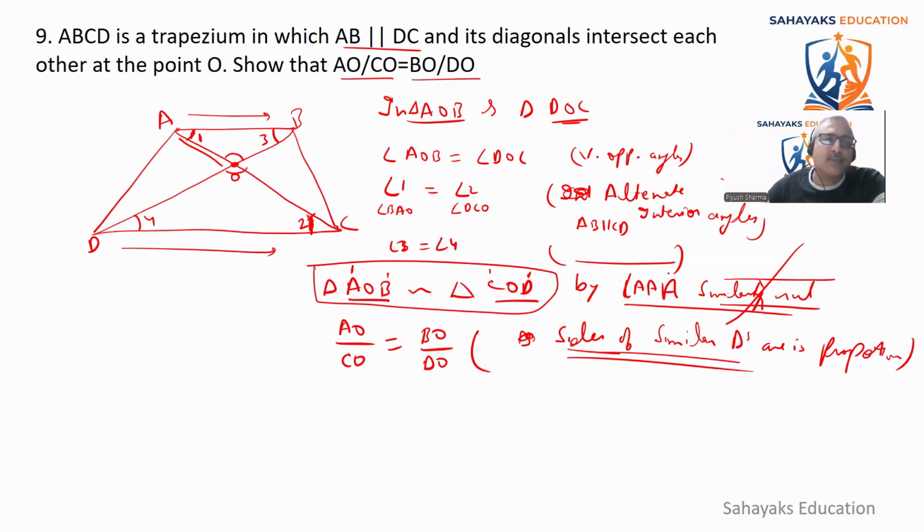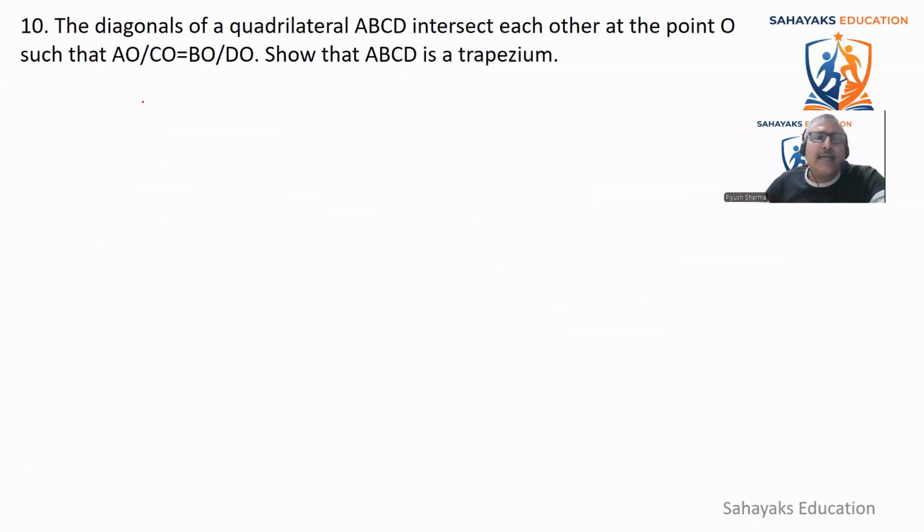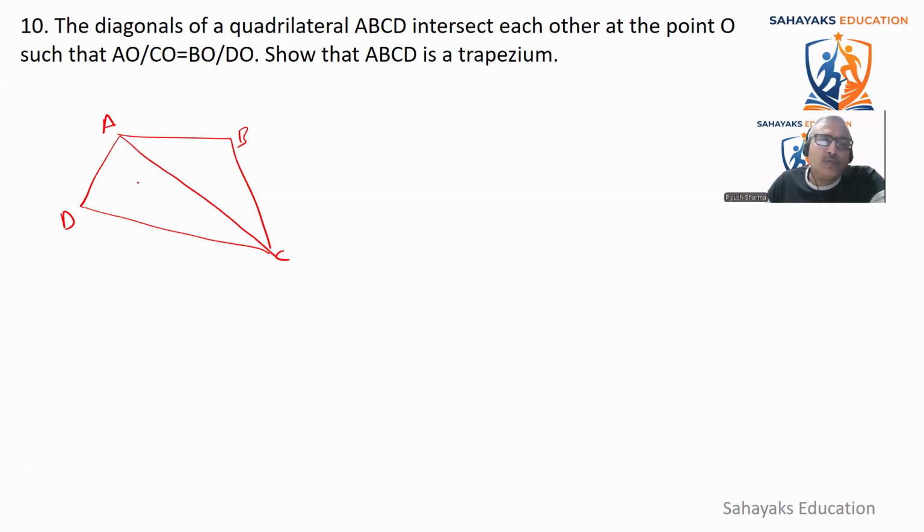Okay, coming to the next question now. The diagonals of a quadrilateral ABCD intersect each other at a point O. So they are diagonals of a quadrilateral ABCD. I'll just make a diagonal. This is the diagonal. I've not made things parallel, a little bit pyramid I made. I'll write it as A, B, C, and D. So diagonals AC and BD intersect each other at O.